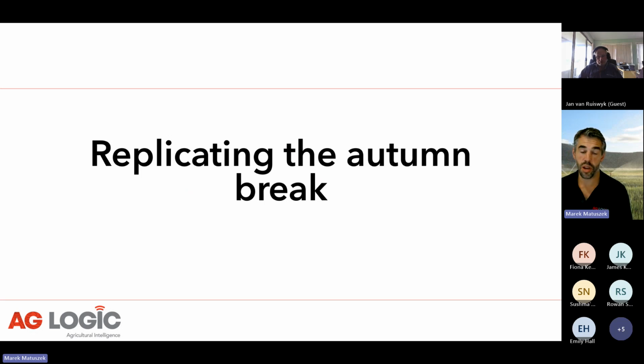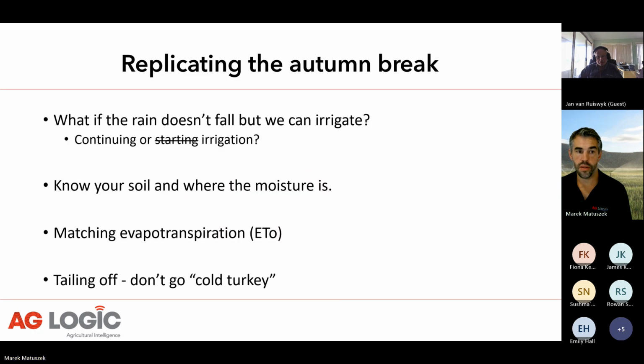Now I want to talk about, and we spoke about this last time, replicating the autumn break. If we don't get that rainfall, can we irrigate, and can we replicate that by continuing pasture growth? Last time I spoke about continuing or starting irrigation: if it's too late, don't bother starting. If we're on top of it, we can continue, yes, and there are strategies we want to know about.